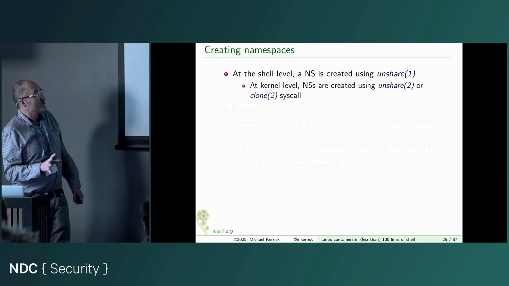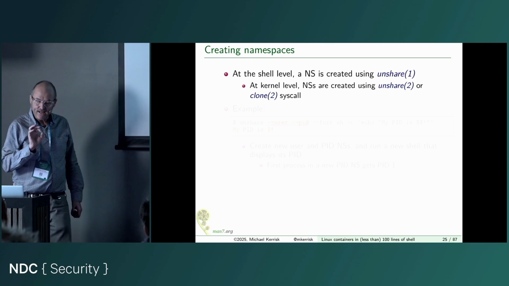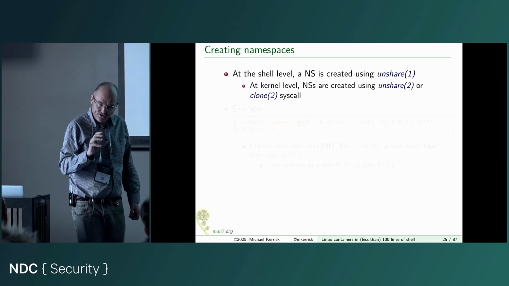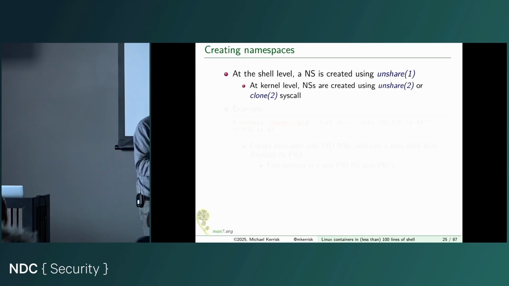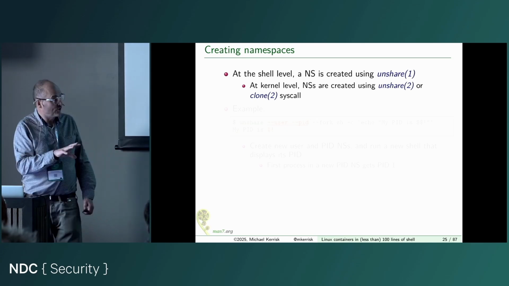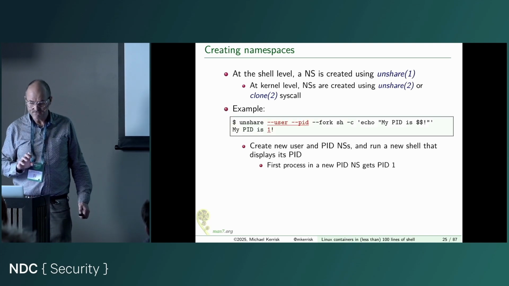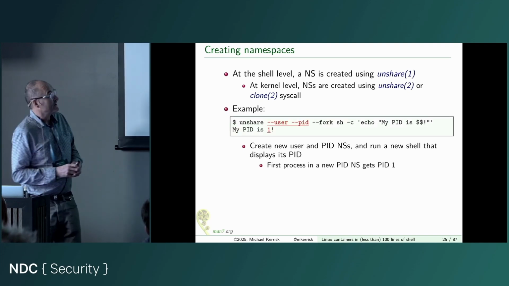The way we create a namespace at the shell level is a command called unshare. It's a funny name, but there's a funny history behind it. And it's built on top of the unshare system call. And so we can do something like this, for example.